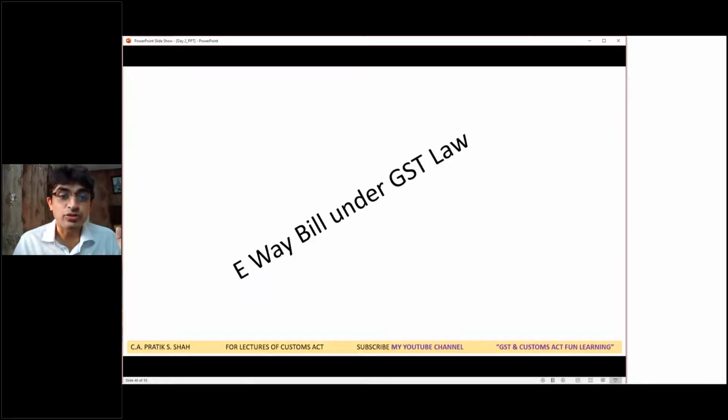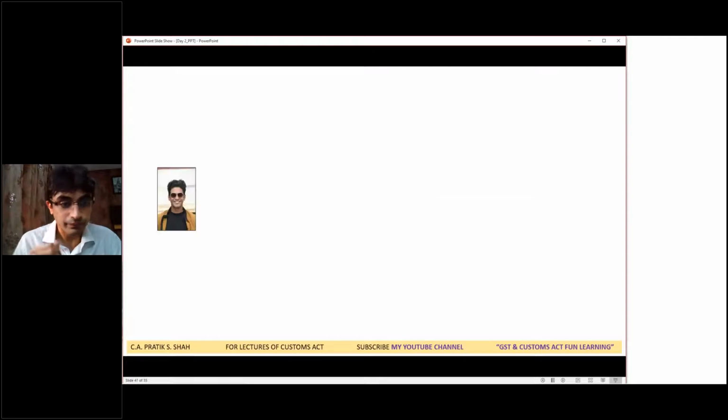Now let's move to the next point, e-waybill under GST law. Very good point. Excellent concept. See this. Why was the e-waybill introduced? Can anyone reply to me on chat? What is the purpose? What is the benefit of the introduction of e-waybill in GST?